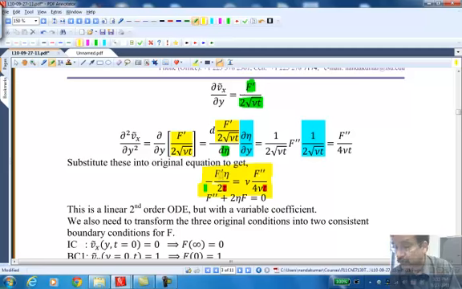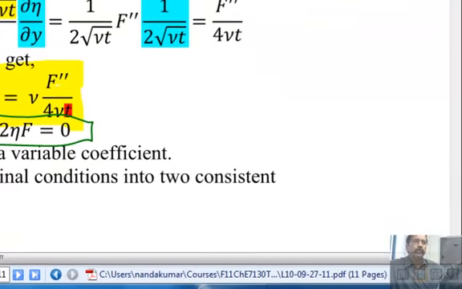F prime is a derivative with respect to eta times eta equals nu times f double prime with respect to eta also. Okay? So that equation simplifies to the following. F double prime plus 2 eta times f prime equal to 0. So, pardon me? Is that an f or f prime? Thank you. That's an f prime. Because that is coming from this term.